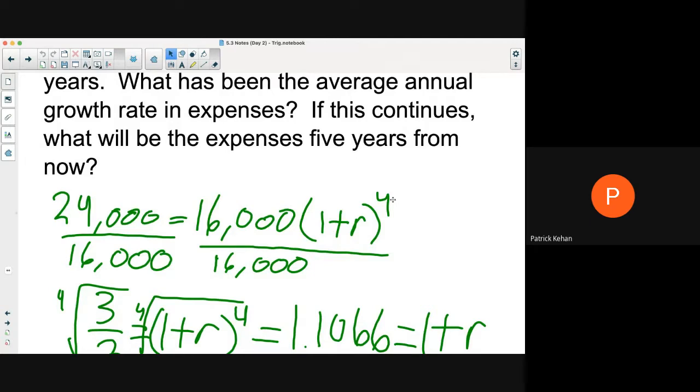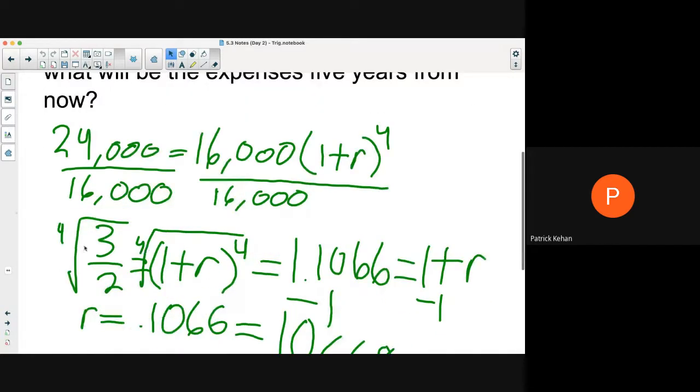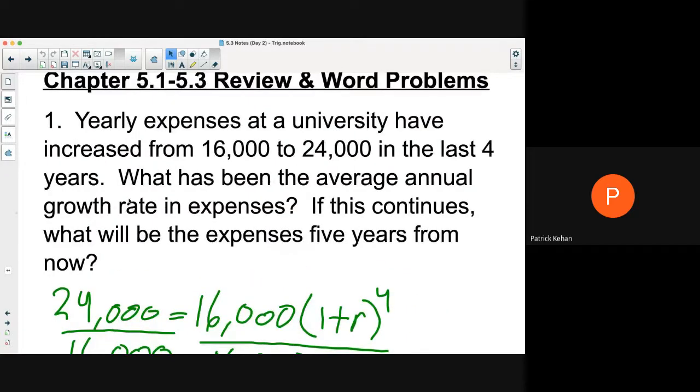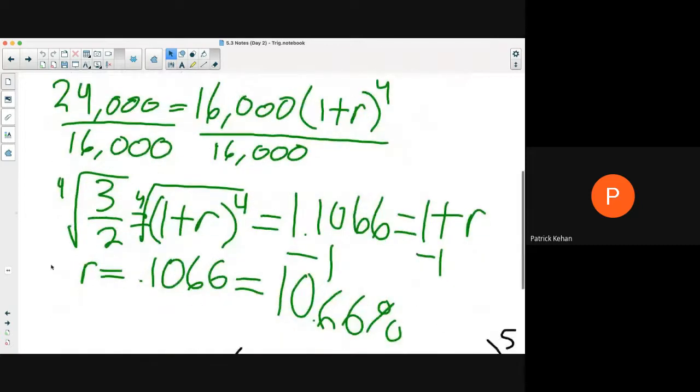First thing we want to do here, just like we've done in the past, is isolate the variable term, 1 plus r to the 4. So we're going to divide by 16,000. Now that simplifies to 3 halves, 1.5 will work. And then we need to isolate 1 plus r, so we want to undo this exponent of 4. Taking the fourth root of both sides is pretty natural. Technically, this is an even index, so you would be taking a positive and negative value into play. However, since this application is exponential growth and we're solving for an r value, all of our r values are going to be positive. So we would just use what we call the principal root here.